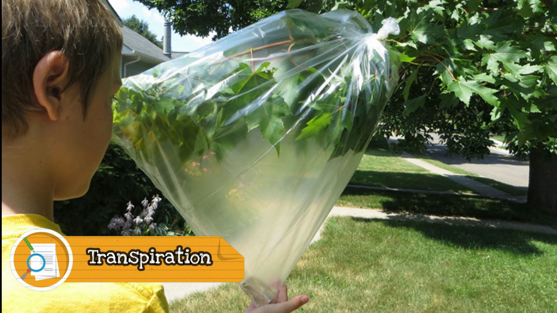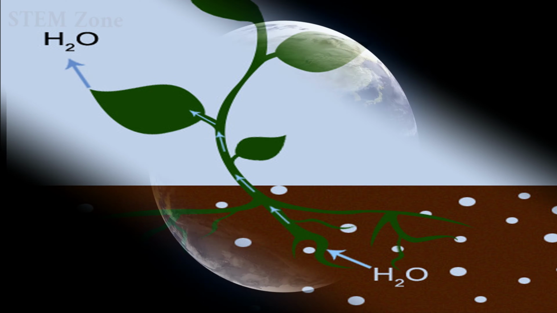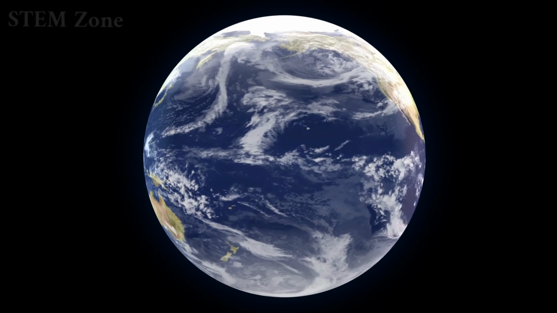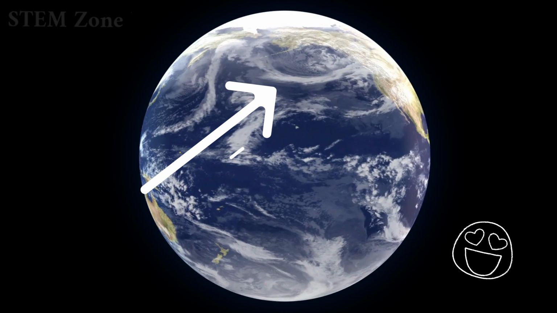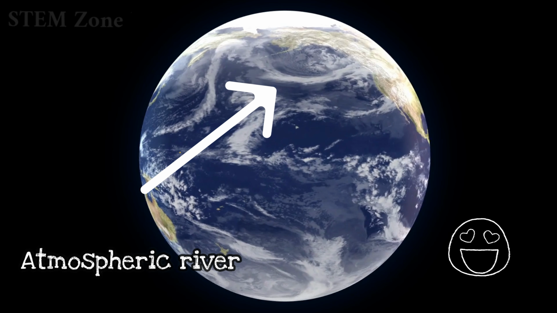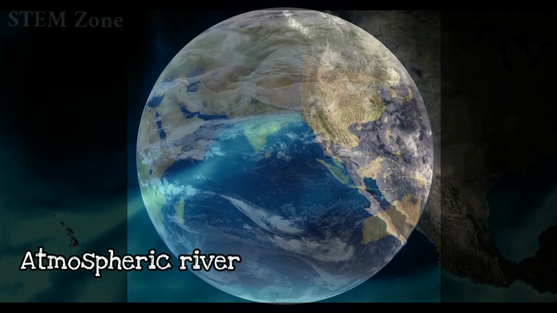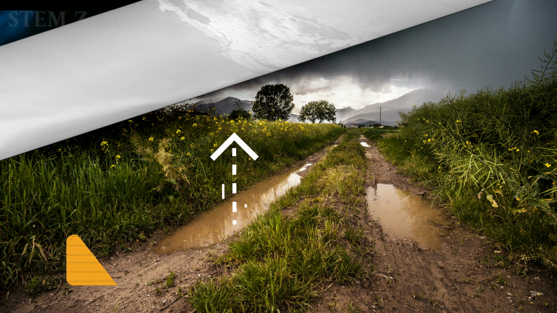Transpiration is the process where plants absorb water through the roots and then give off water vapor through pores in their leaves. Even though the atmosphere doesn't hold as much water as oceans, the atmospheric river is the largest river on our planet, and it transports water from one corner of our planet to the other. These rivers in the sky transport most of the water vapor outside of the tropics.